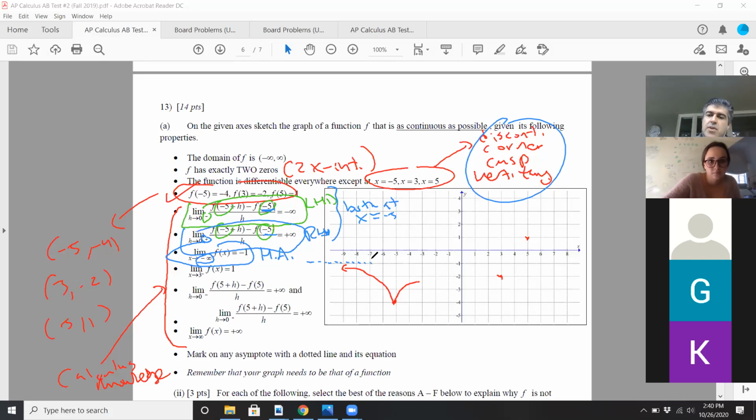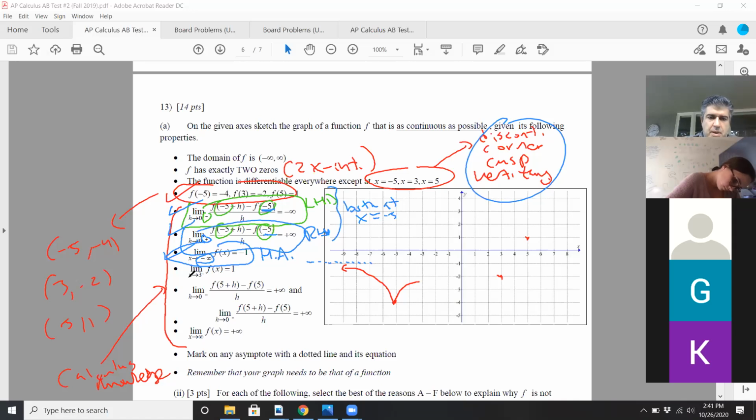Now, do horizontal limits have to be the same on both sides? Absolutely not. You can have two different horizontal limits. You can do whatever you want. It's a piecewise function, right? Or at least that's what we're trying to do here. You don't need to have the end behavior be the same on both left and right ends. Absolutely not. So I've checked this off, and I've checked this off.